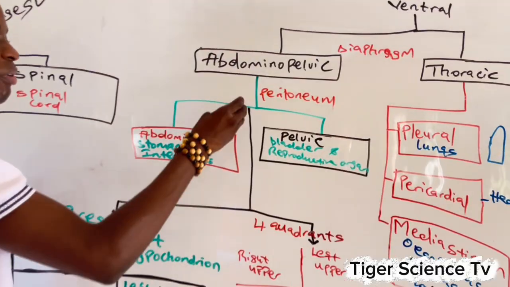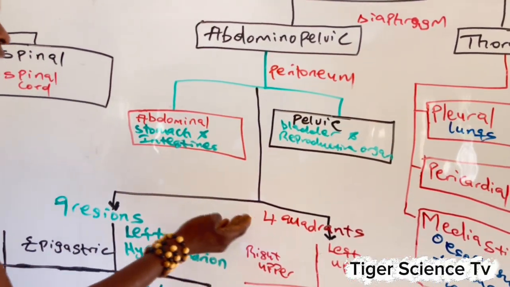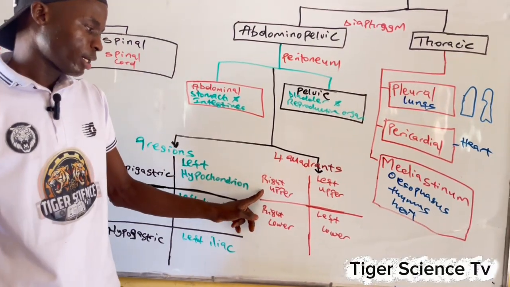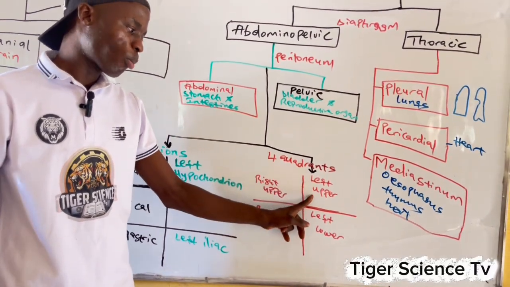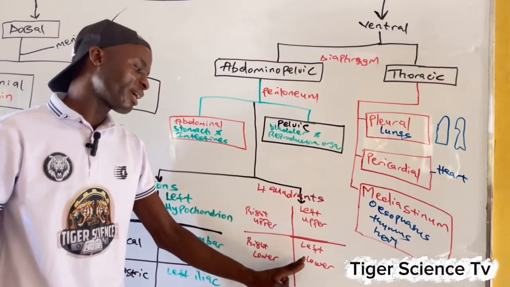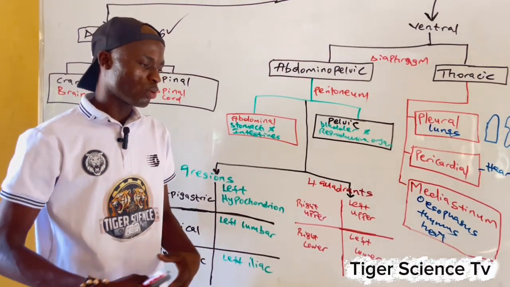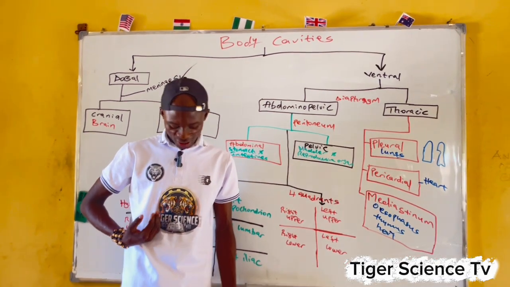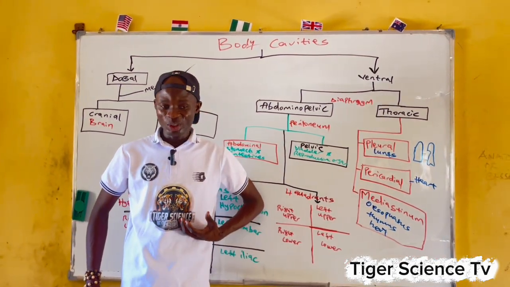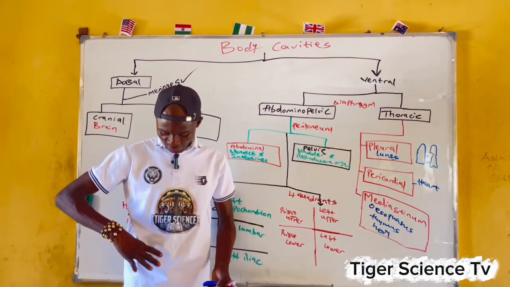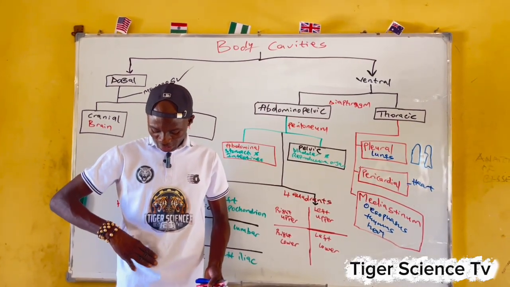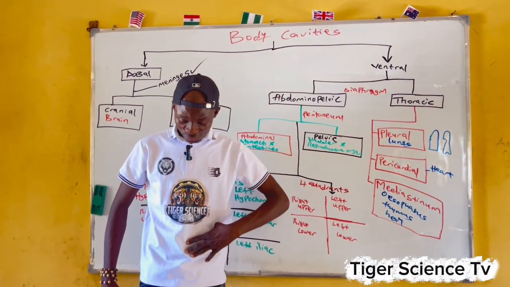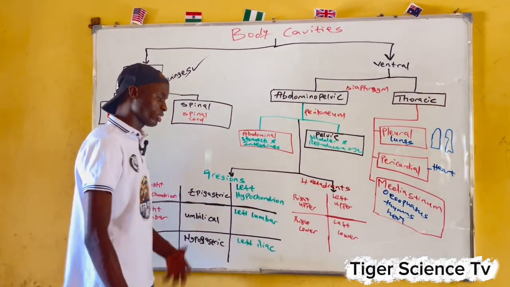Now the abdominopelvic cavity is subdivided into nine regions and four quadrants. What are the four quadrants? We have the right upper quadrant, the left upper quadrant, the right lower quadrant, and the left lower quadrant. All of them have many organs. In your right upper quadrant, what organ do you have? You have your liver over here. In the left upper quadrant, you have your stomach. In the right lower quadrant, you have your cecum. Then in the left lower quadrant, you have part of your colon and the rectum. That's what you are going to have. There is something you can know offhand.